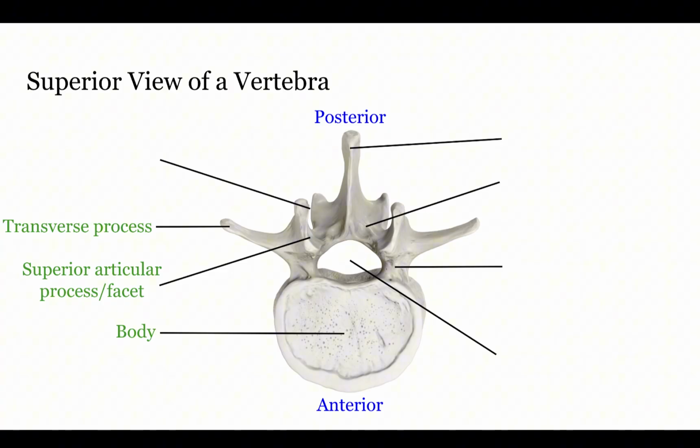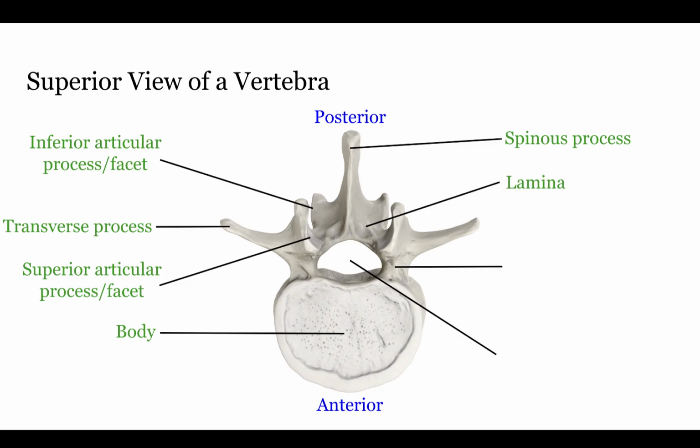If we have a superior articular process, you can assume that we also have an inferior articular process or facet. On the posterior aspect of the vertebra, we have the spinous process. These are the bumps that can be felt on your back. The transverse and spinous processes also serve as attachment points for muscles and ligaments.